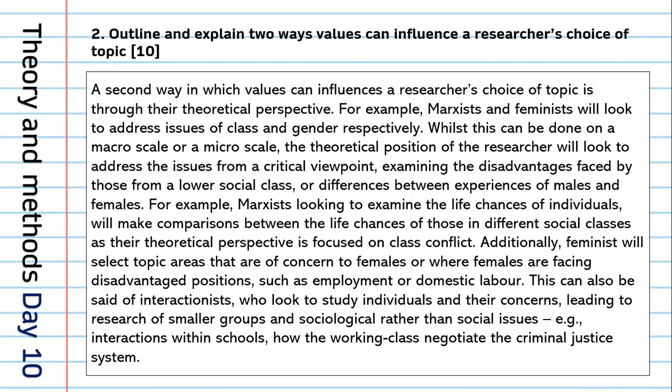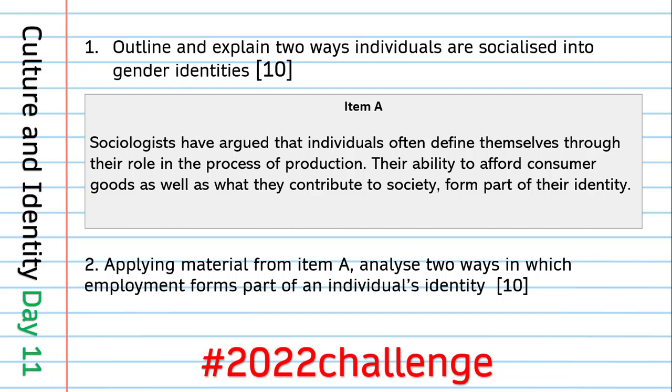Okay, so we've finished with theory and methods now. So for those of you who don't do culture and identity, you get a week off. For those of you who do culture and identity, it's around about 7% of students studying at A level. I've put 2 questions up here.